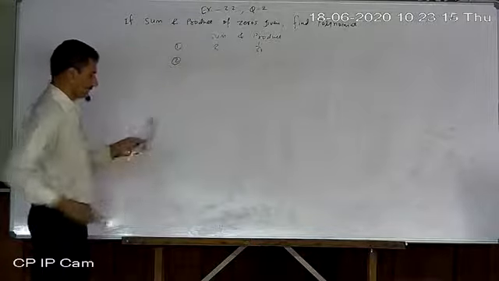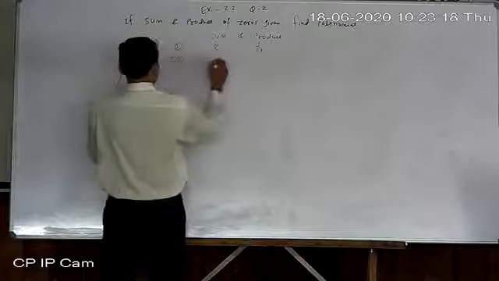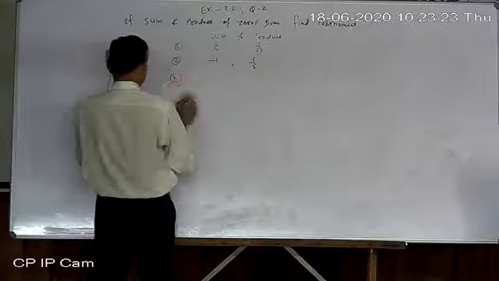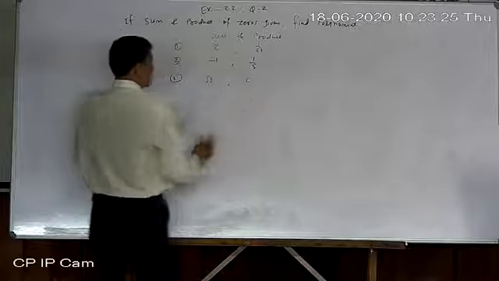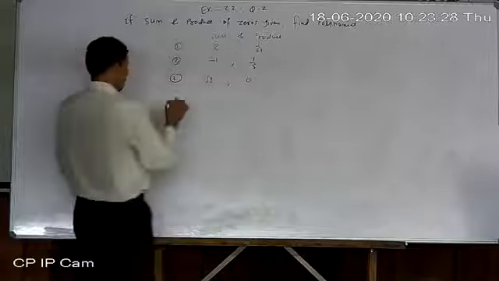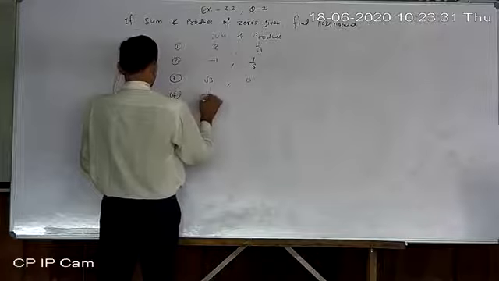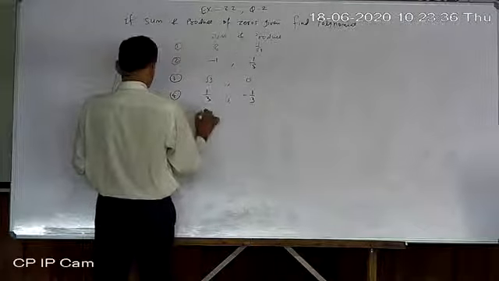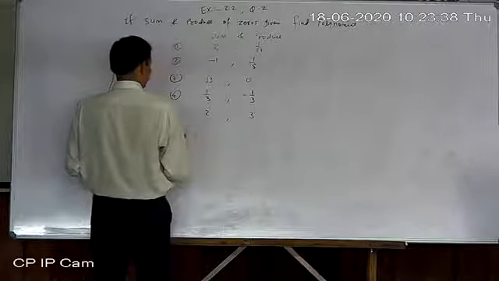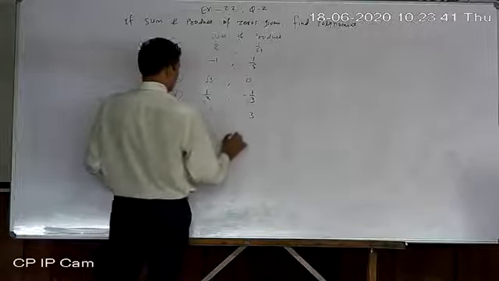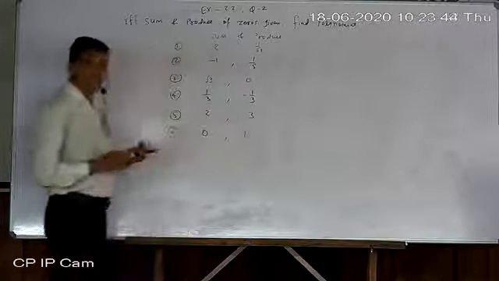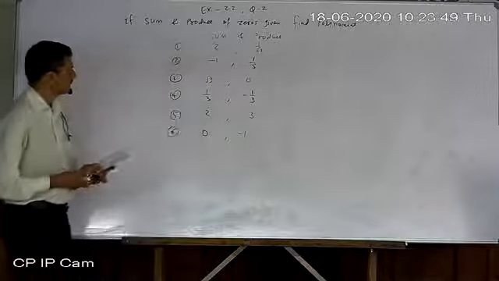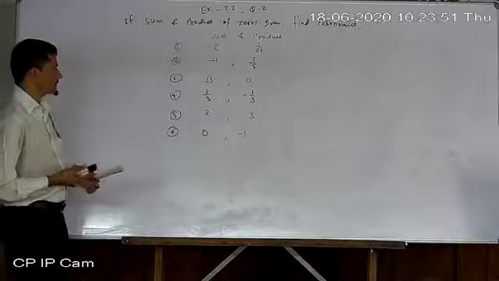Next one, minus 1 and 1 by 5. Number 3, root 3 and 0. Number 4, 1 by 3 and minus 1 by 3. Number 5, 2 and 3. Number 6, 0 and 1. Okay, so the same types of sums only.